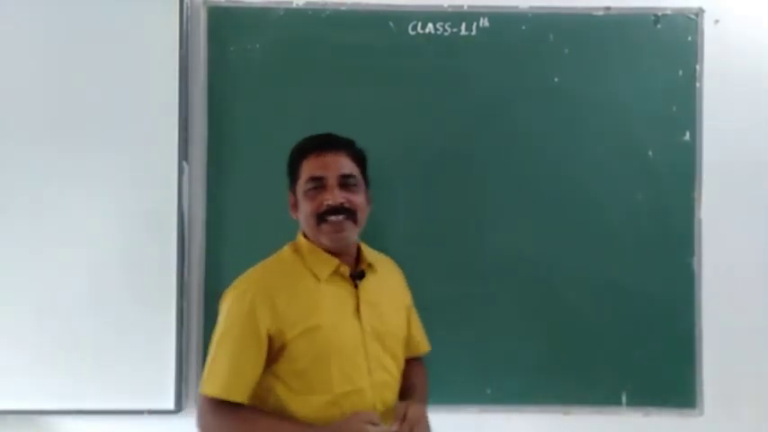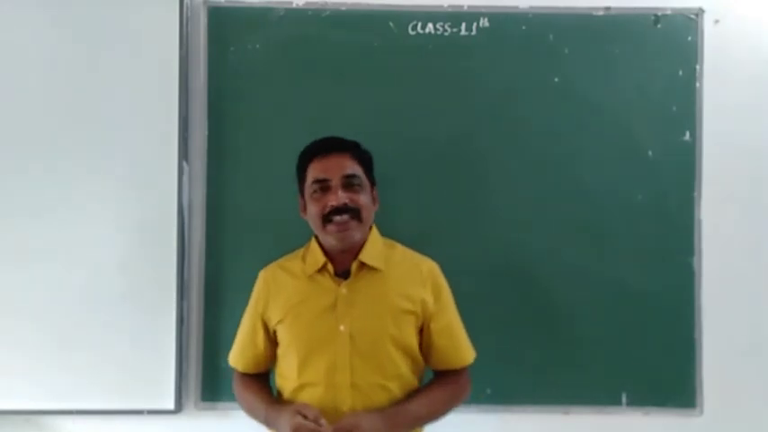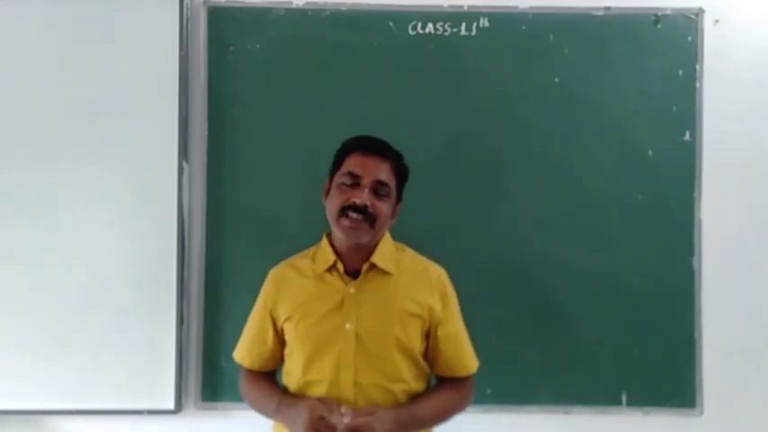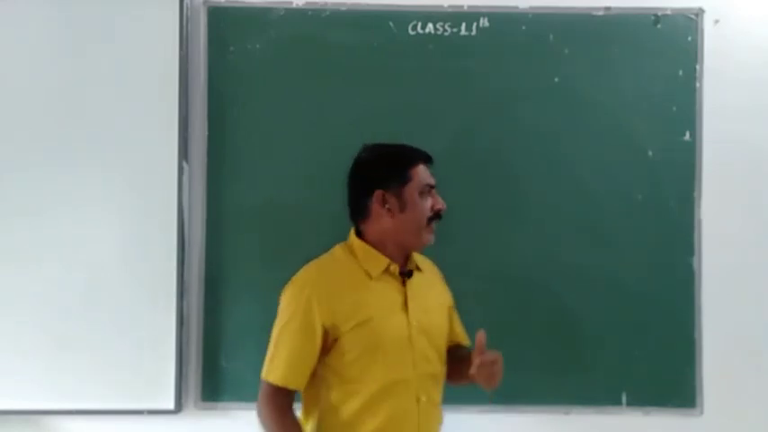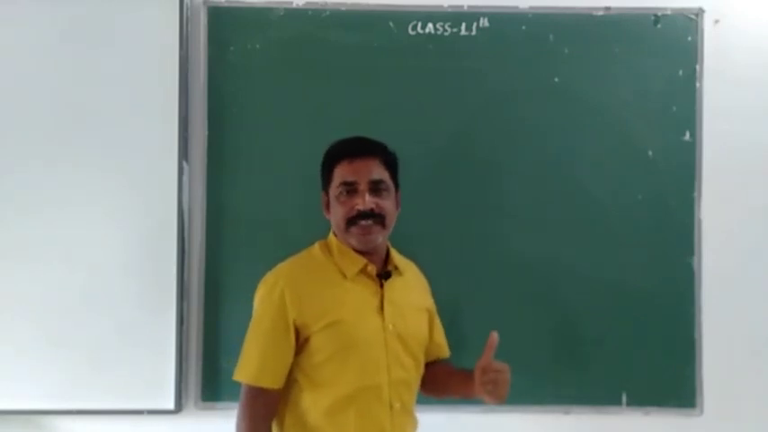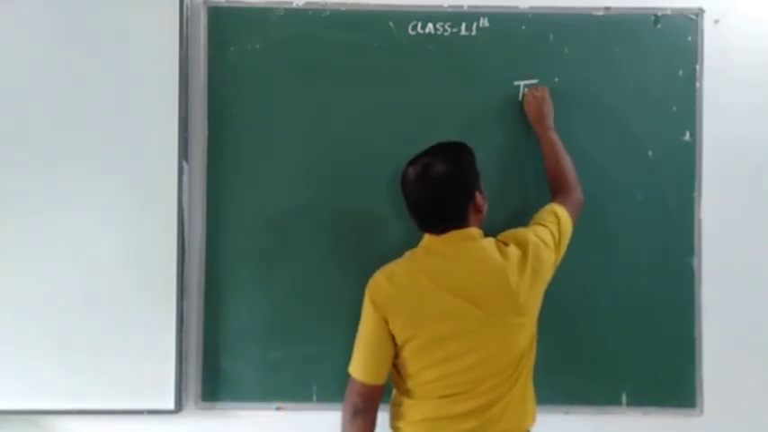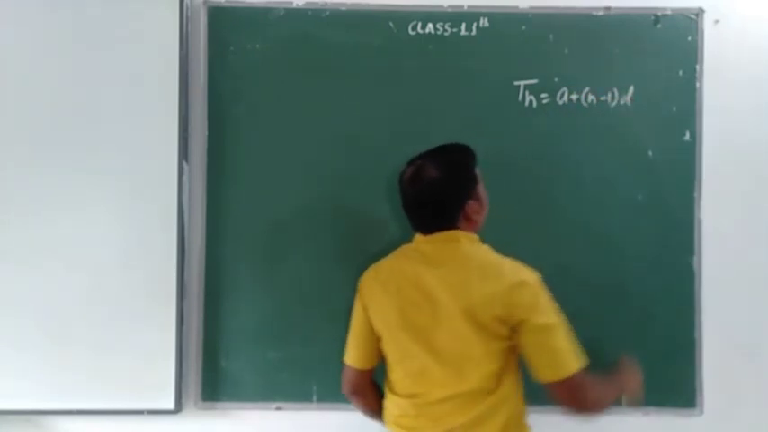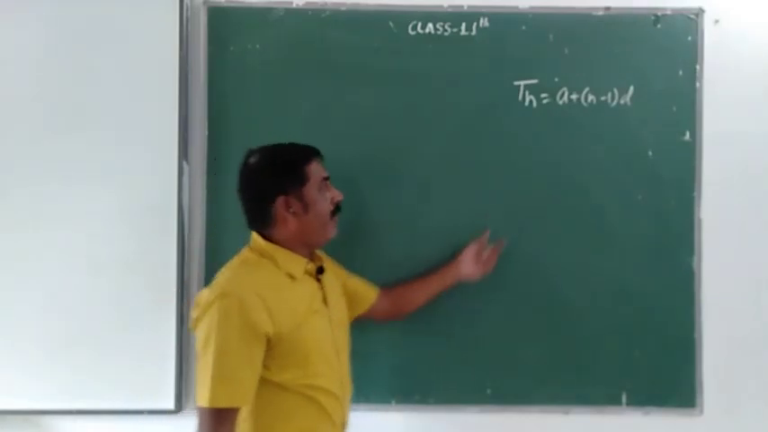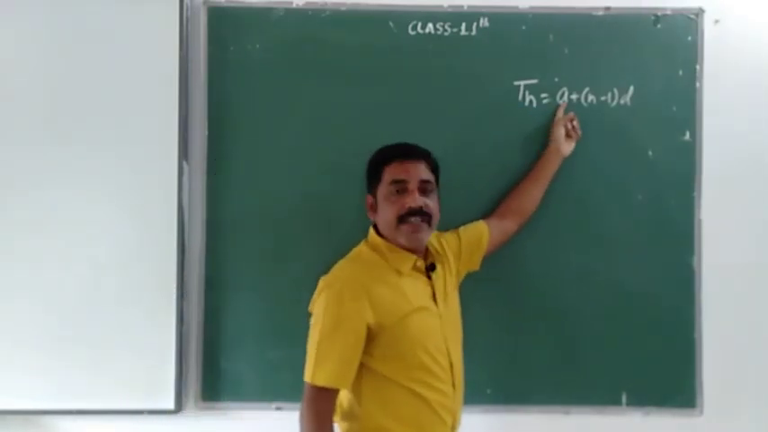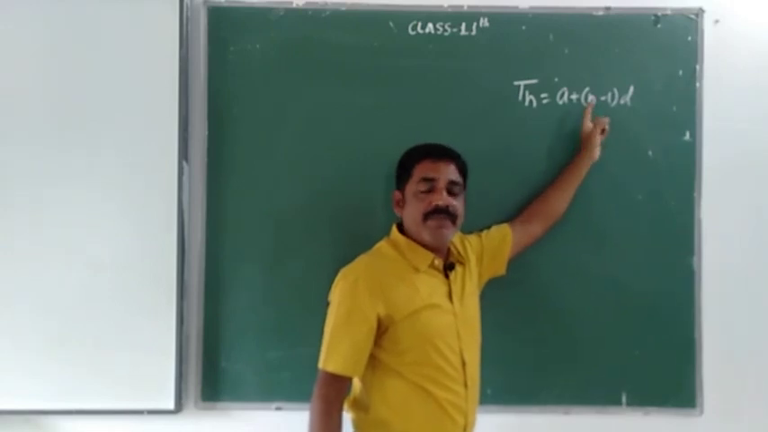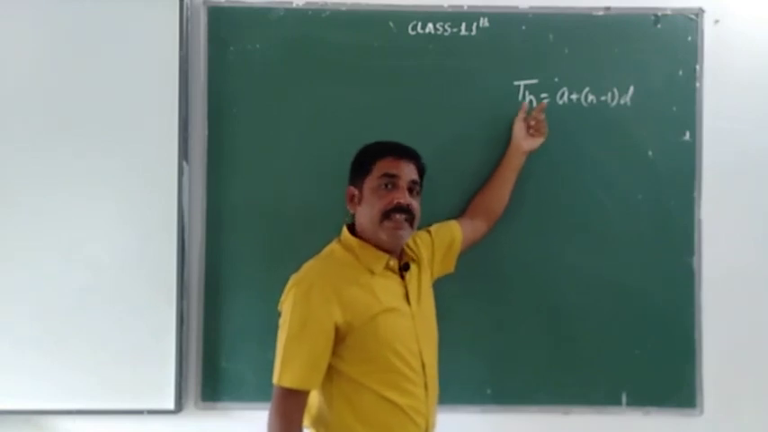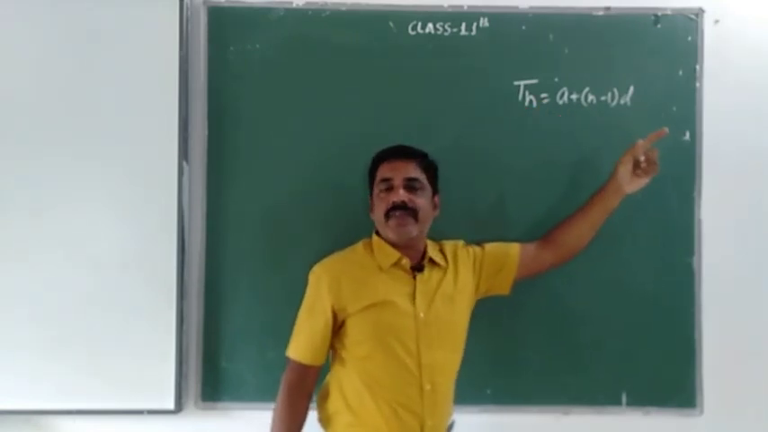Hello students, now we will see the next question, which is related to arithmetic progression, and we know two formulas now. First one is Tn is equal to a plus n minus 1 into d, where Tn is the nth term, a is the first term, n is the number of terms, and d is the common difference. If the last term is L, then L is equal to a plus n minus 1 into d.